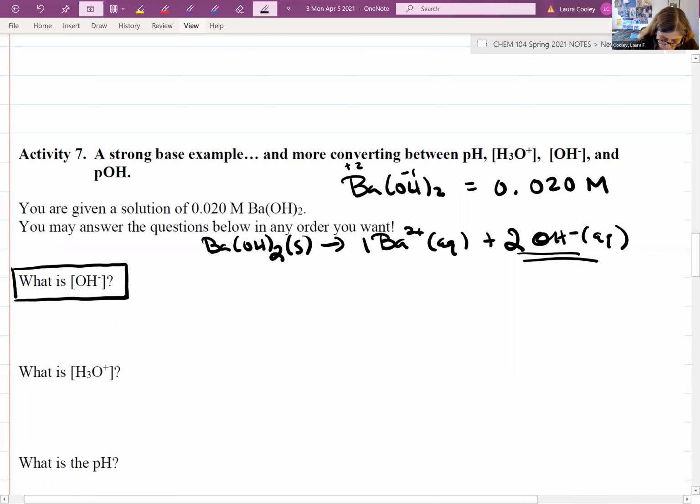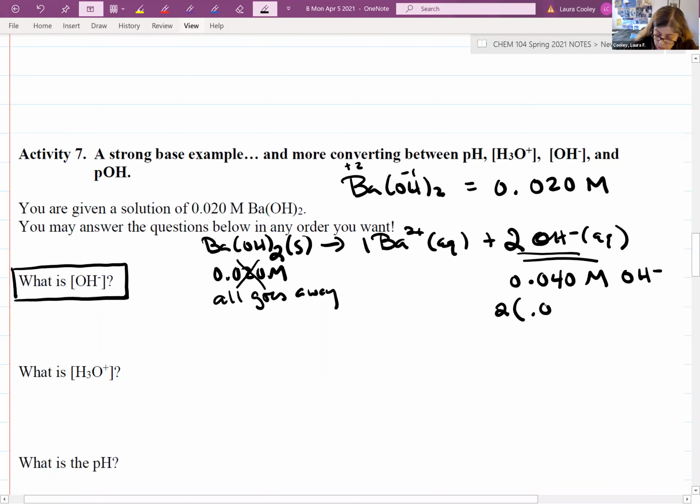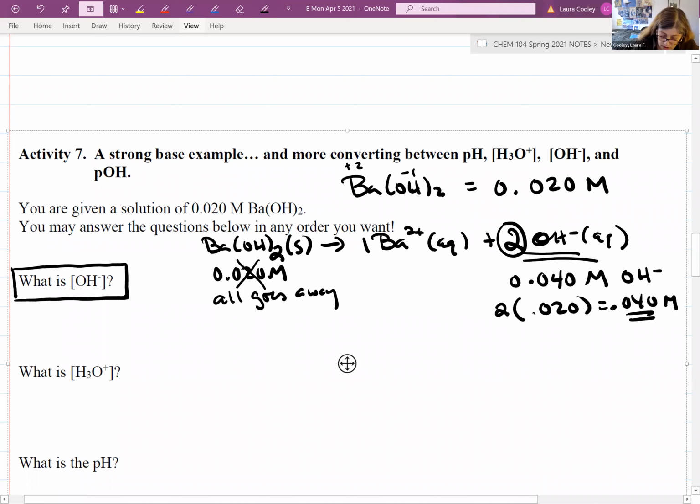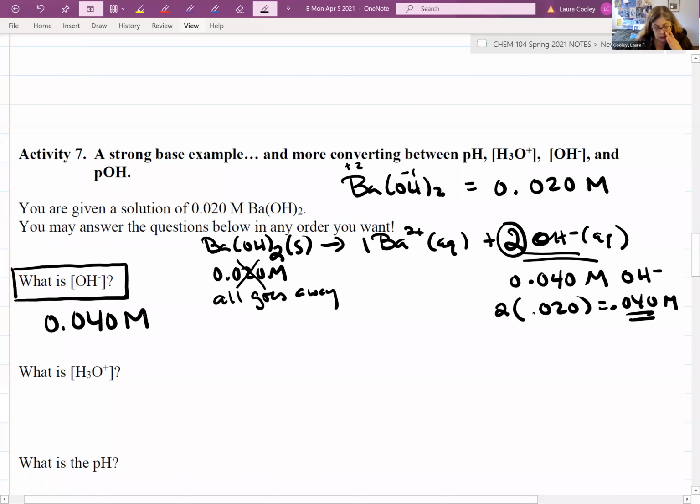Okay, so what is the hydroxide ion concentration? Well, you start with 0.020 molar here, but if it completely dissolves, then it all goes away and you get 0.040 molar of the hydroxide. So in other words, 2 times 0.020 equals 0.040. And that's because of the 2 here. So you have to be a little careful with these bases. So the hydroxide ion concentration is 0.040 molar in this solution.